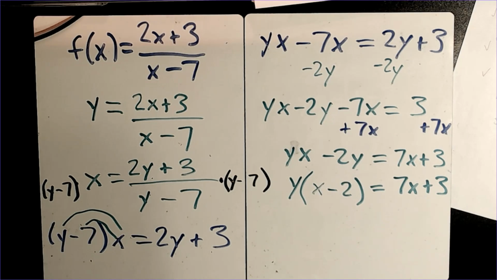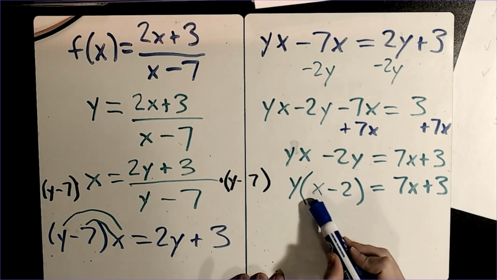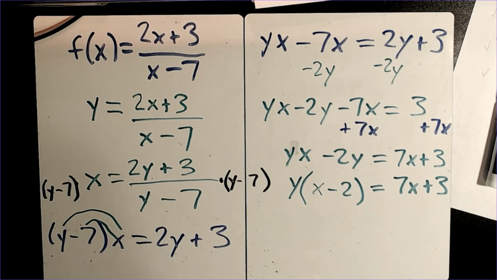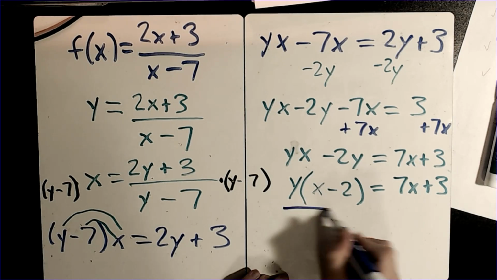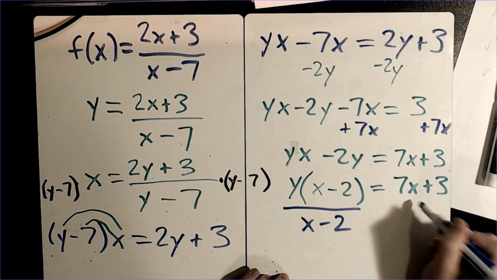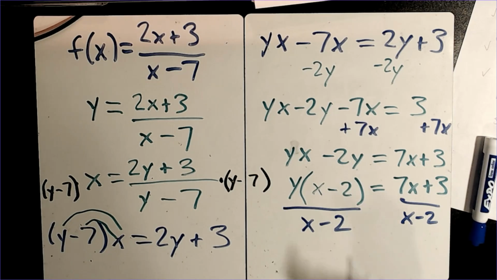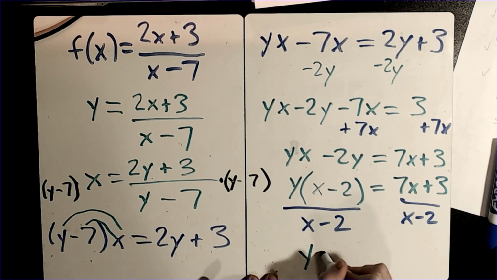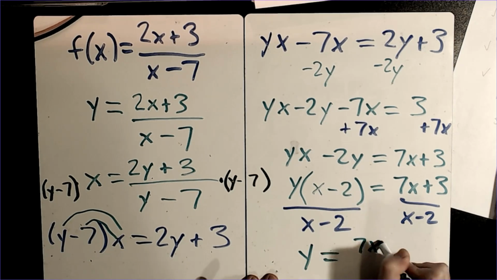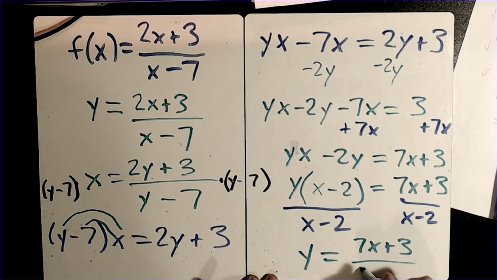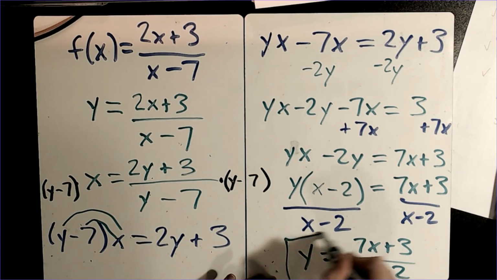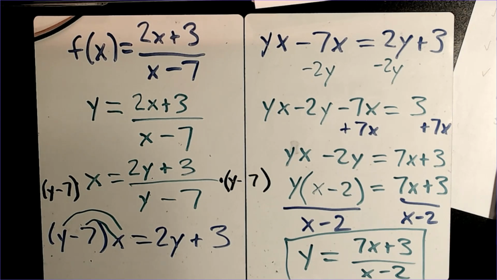Now to solve for y in there, we just need to get rid of this x minus 2. It's timesing by x minus 2, so let's divide by x minus 2 on both sides. And so that will cancel out. We get y equals 7x plus 3 over x minus 2. And that is our inverse function.